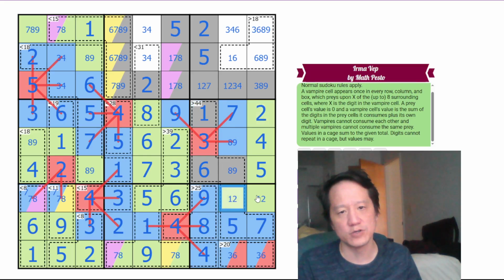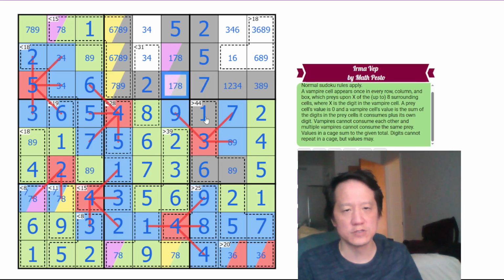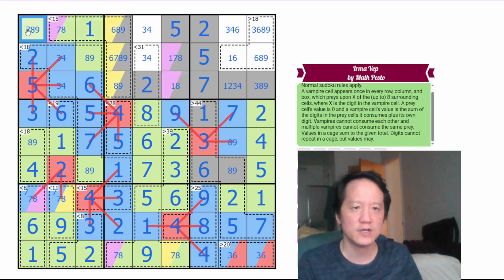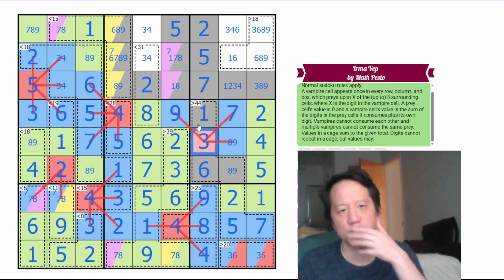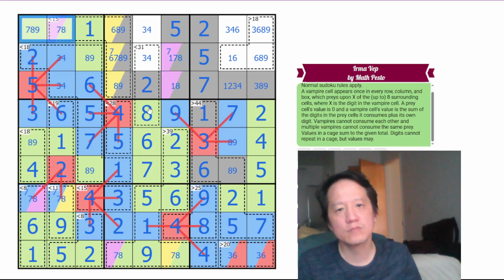This 1 eliminates 1 here, so this is 2, this is 1. This can't be 1 or 2, so this is 7, which means this can't be 7 here, this can't be 7 here. This can't be 7 because of the 7 being one of these two cells. So where is the 7 here? It's one of these two digits here. I'm not sure which. This is 7. This can't be 2 here. 1 is one of these two.